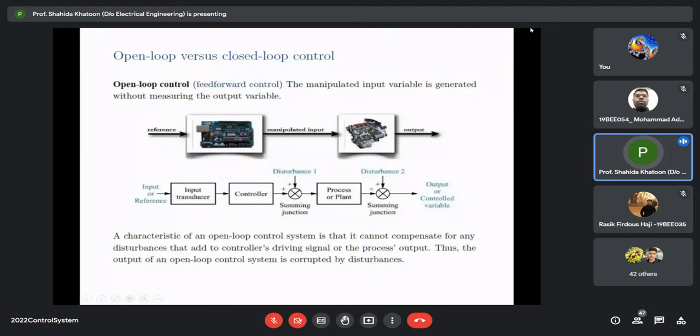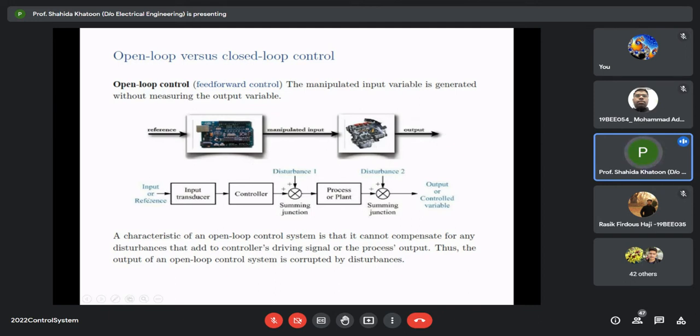So, open loop versus closed loop systems. Open loop is a feed forward control. The manipulated input variable is generated without measuring the output variable. Here is an example of an open loop control system. The reference is fed to a controller, which gives the manipulated input to the system, and the output is measured. There is no comparison between input and output.